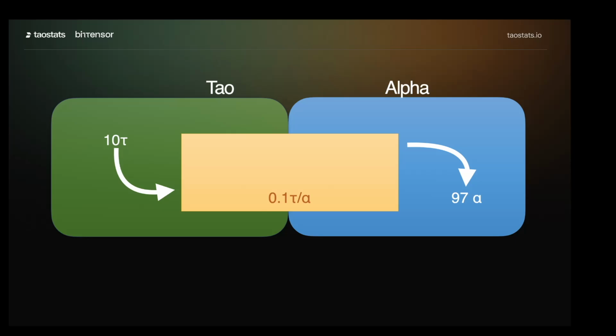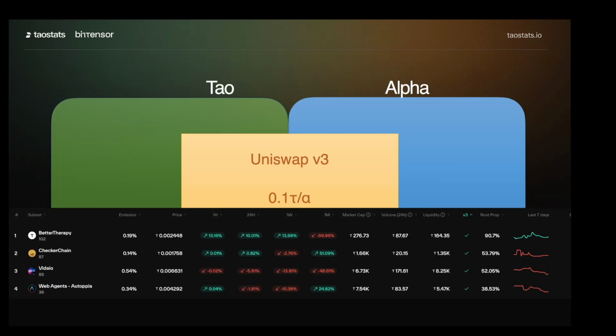Now, this is a traditional Uniswap. You would call this a Uniswap v2 liquidity pool. But in July, Uniswap v3 launched. So what's Uniswap v3? You can see which subnets support Uniswap v3 on the subnet page and look for the v3 and the green check mark.